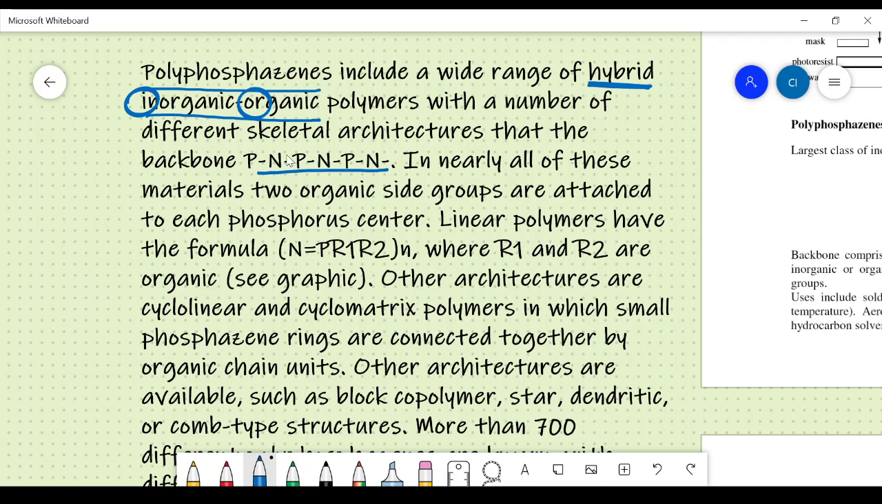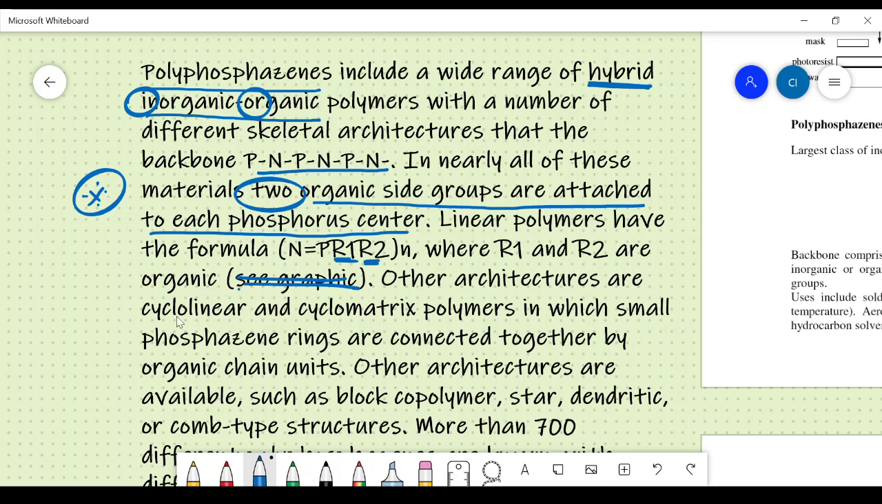So you'll see the structure there: phosphorus, nitrogen. In nearly all of these materials, two organic side groups are attached to each phosphorus center. So this is very important. And the linear polymers have the formula (N=PR1R2)n, where R1 is any alkyl group that you are going to attach, and R1, R2 can be any groups. I'm going to show you this graphic in the next slide.